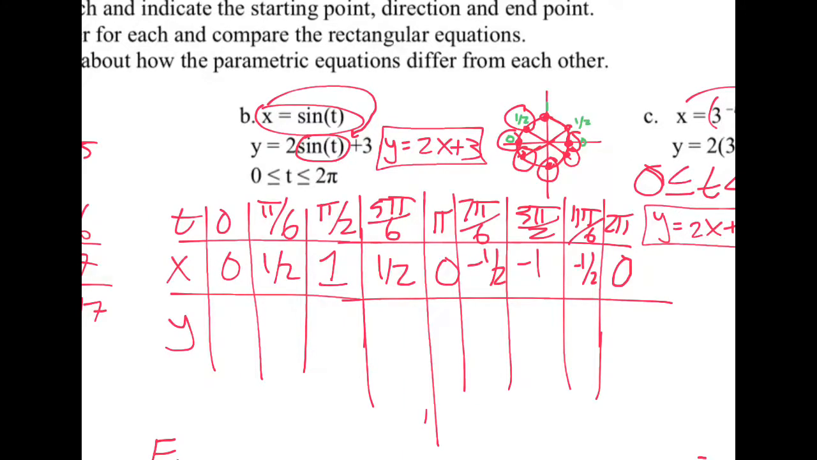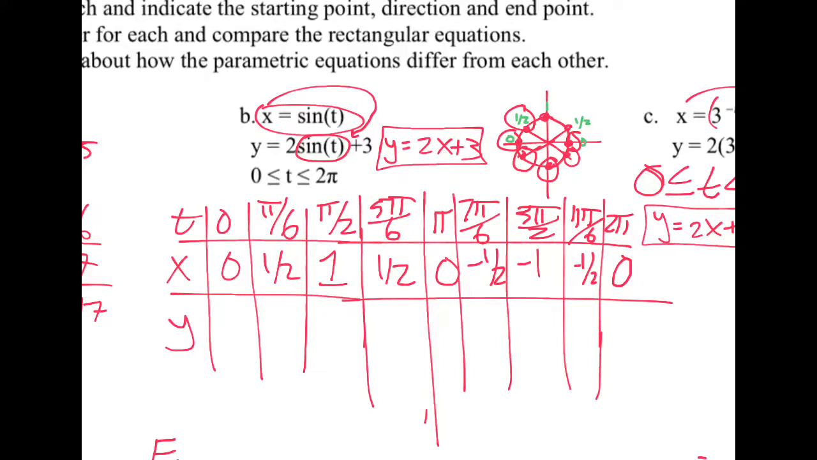Alright, so I've gone through and I've labeled all those pieces now. 0, pi over 6, pi over 2, 5 pi over 6, pi, and so on. So we get a distinct pattern here. 0, 1/2, 1, 1/2, 0, -1/2, -1, -1/2, 0. So notice that we are bouncing between 1 and -1, starting at 0 in increments of 1/2, which is interesting, but again should make sense because x is just our sine function.